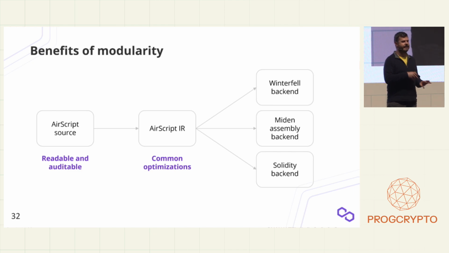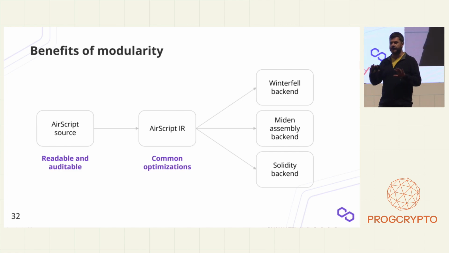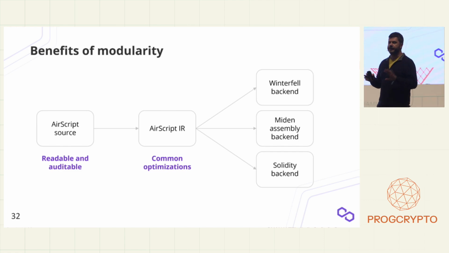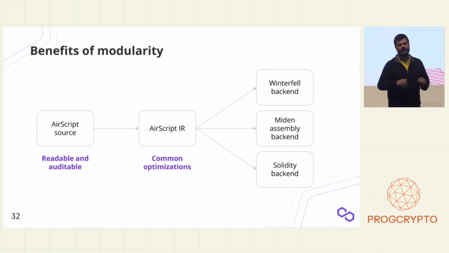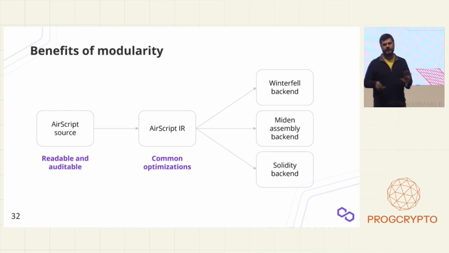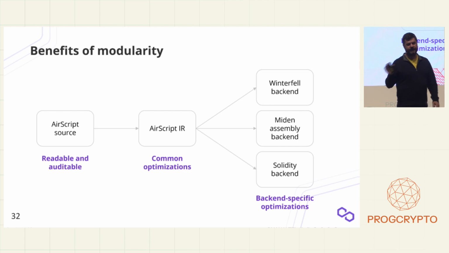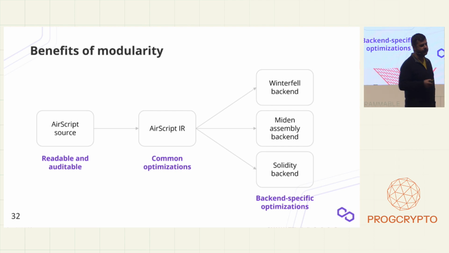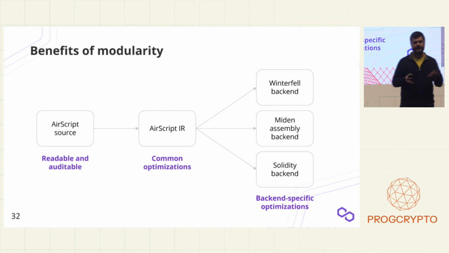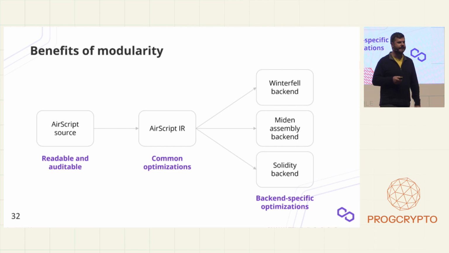And the more you optimize something, the less readable it is. So this setup is meant to address that, where you can keep things readable on the front end and still have optimizations done at the IR level. And then for specific backends, you can have different optimizations as well. The way you would optimize things in Rust will be different from the way you optimize things in Miden assembly and Solidity and other places.